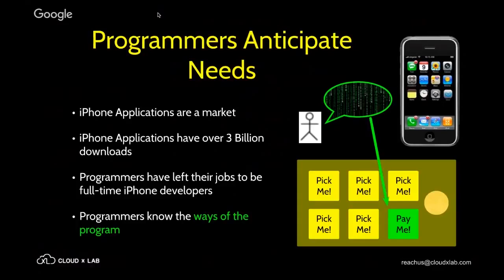So programmers anticipate needs. Take the case of, say, the iPhone application market. There are so many apps, with over 3 billion downloads in total, and programmers have left their full-time jobs in order to build iPhone apps. So programmers anticipate needs. And the best way to anticipate a need is to solve your own problem, and the chances are there are many other people who are going to need the same thing.